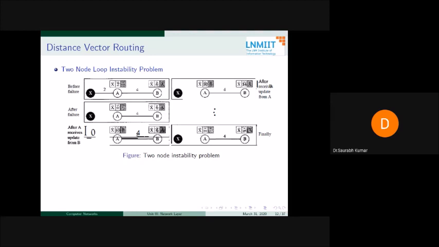There are solutions to it, and we will see what those solutions are. There are three basic solutions. One is defining infinity. Here, infinity is not infinite in nature, but we define it to be some finite value, such as 100.